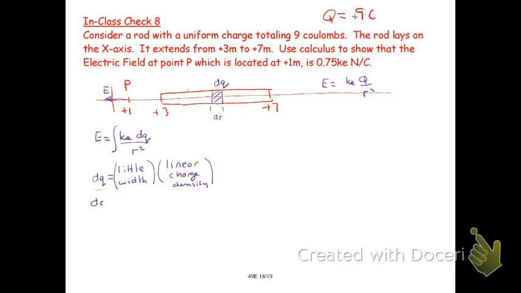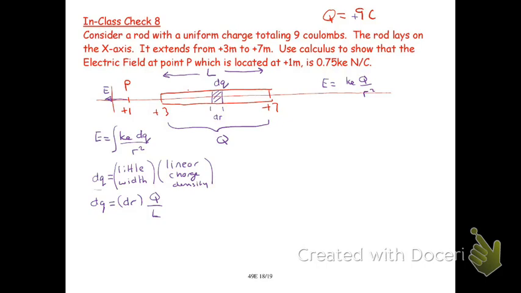So then my dq is equal to dr times the linear charge density. It's going to be coulombs per meter. I have some coulombs up here, so it's going to be Q. But I also need to divide that by a length. Where on my diagram does my rod begin and end? 3 and 7, so that's my length L. And that whole thing is my Q.